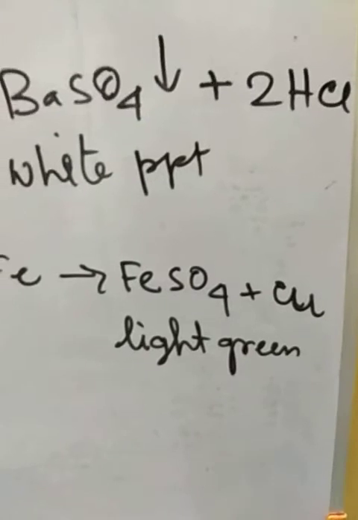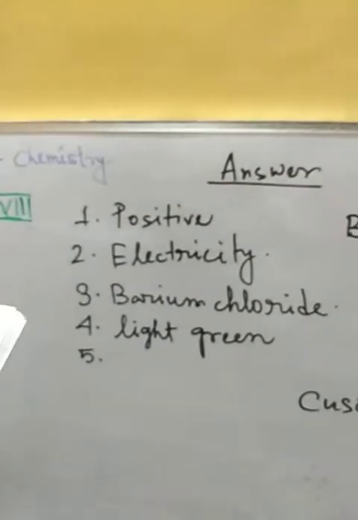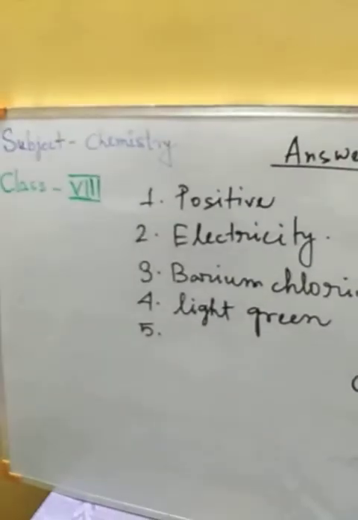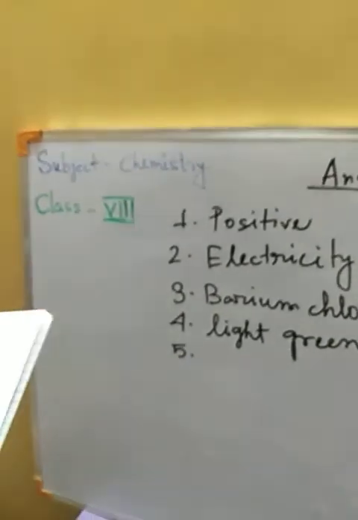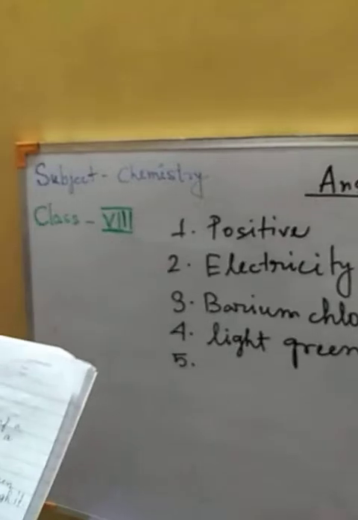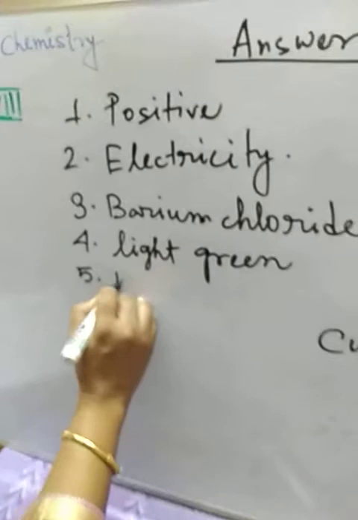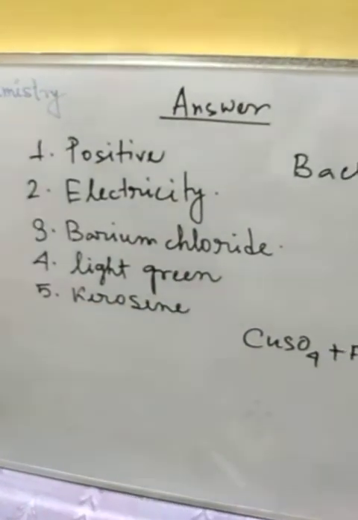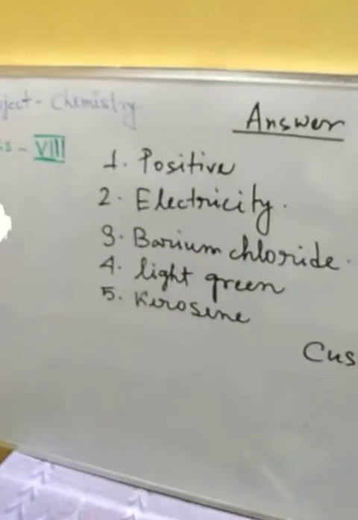Next, question number 5. Sodium is stored under dash to protect it from moisture or water. As we know, the reaction between sodium and water is a very fast reaction, and there will be an explosion if we keep these two, sodium and water, in contact. So sodium we have to keep under kerosene to protect it from water. Sodium is kept under kerosene to protect it from water or moisture.